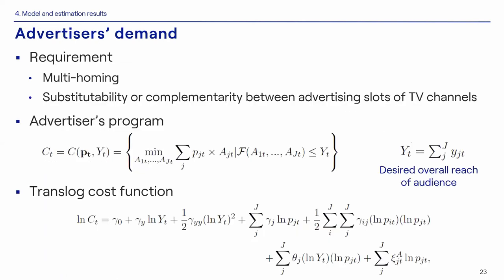Then we go to the advertiser demand, which is maybe the most important original part of our model. The problem is that advertisers are multi-homing, because when they decide an advertising campaign, they can put ads for the same products they want to promote on different TV channels and buy the slot from different TVs. So for this reason, we have considered that the program of the advertiser is to minimize the cost of the advertising campaign.